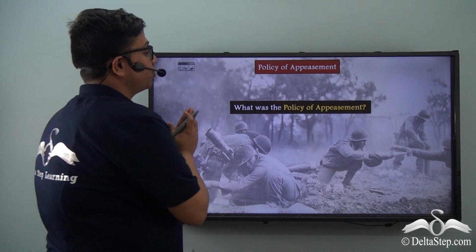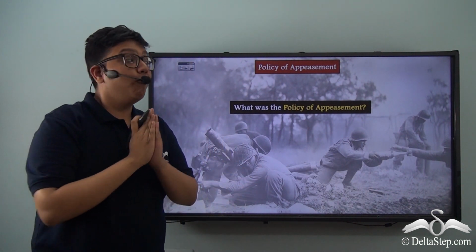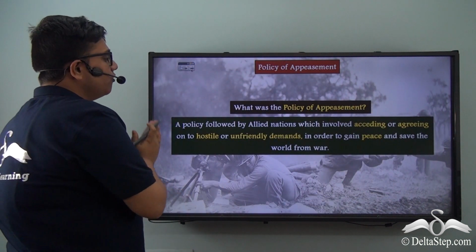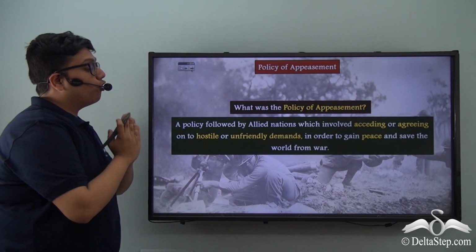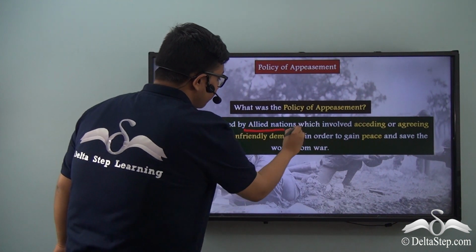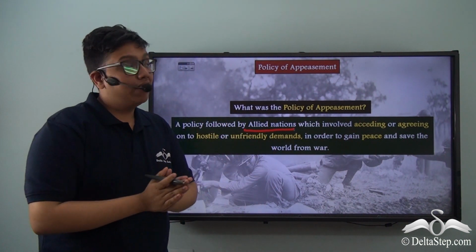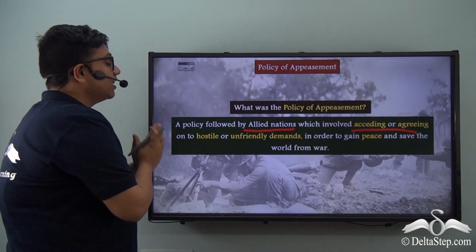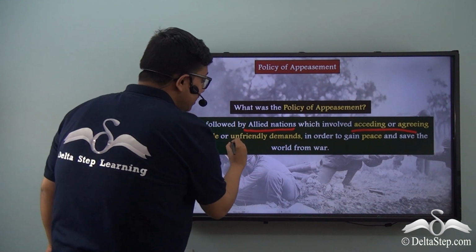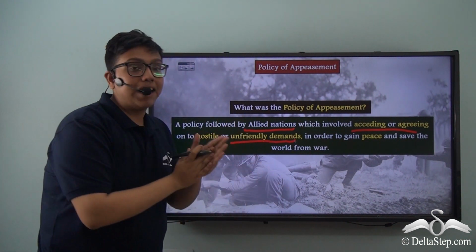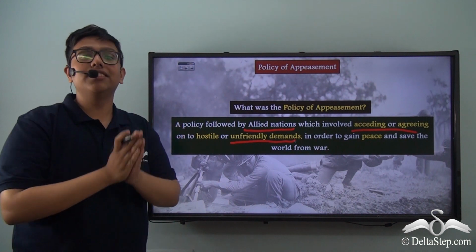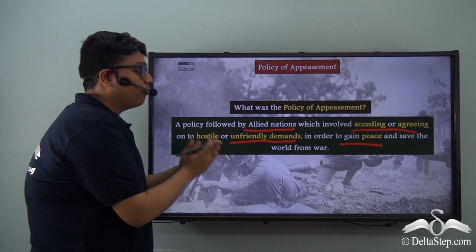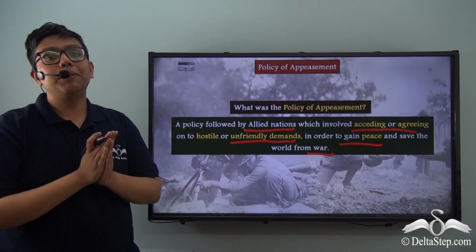Before answering such questions, we have to understand what the policy of appeasement was. The policy of appeasement was a policy followed by the Allied nations, particularly Britain and France, which involved acceding or agreeing to certain hostile or unfriendly demands made particularly by the Axis powers, and this was done in order to gain peace and save the world from war. Let me paint you a picture.